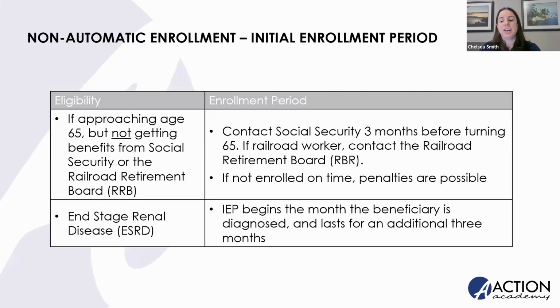Many beneficiaries aren't automatically enrolled into Medicare, so they have to take active steps themselves to enroll by contacting Social Security 3 months before they turn 65. If they're diagnosed with ESRD, the IEP will begin for that beneficiary the month they are diagnosed with ESRD and lasts for 3 months after that diagnosis. So those are the two instances where you are not automatically enrolled in Medicare, and most people, I would say, probably fall into one of these two categories, probably the first category, approaching age 65 and not getting Social Security benefits.